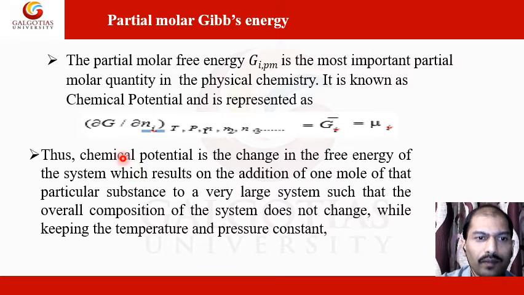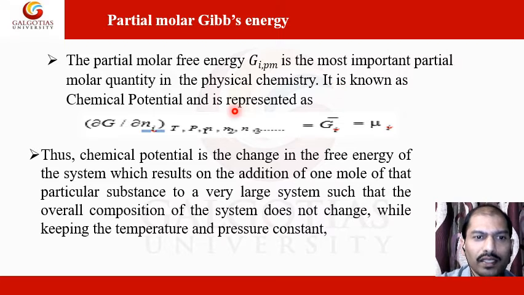So here, another property is the partial molar Gibbs energy. The partial molar free energy, or Gibbs free energy, is represented by G. This is the most important partial molar quantity in physical chemistry. You have to keep in mind that Gibbs free energy has a lot of relevance, and this entity is used in many reactions and their thermodynamics to check their thermodynamic behavior.